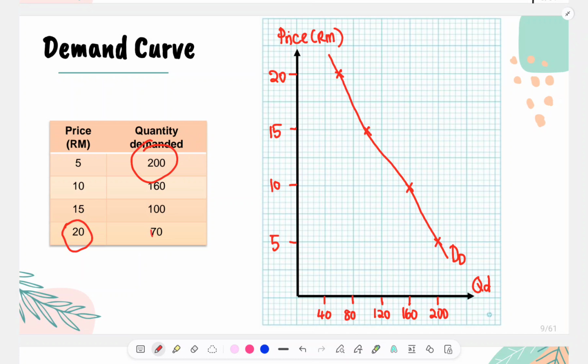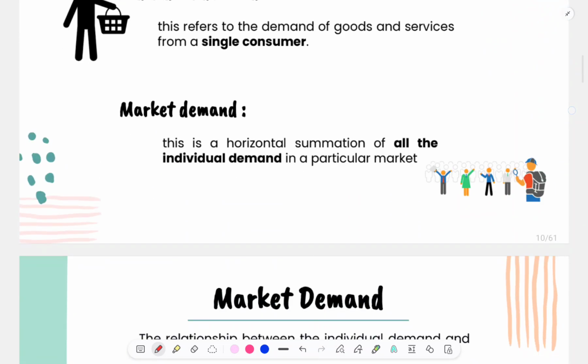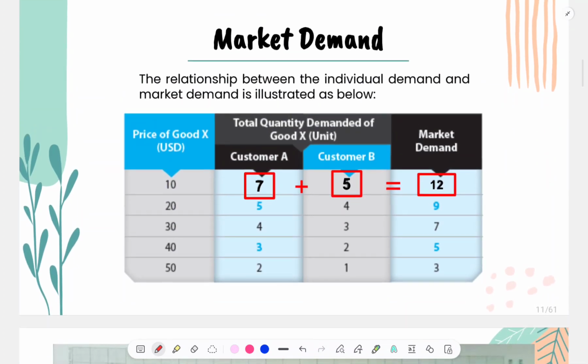But let's think. In real life, it's not just one buyer in the market, right? There can be hundreds, thousands, even millions of buyers. So to keep things simple, we assume there are only two buyers. We name them customer A and customer B. They have different demand because everyone has different income and preferences. Some people have higher income, some lower, and some in between.